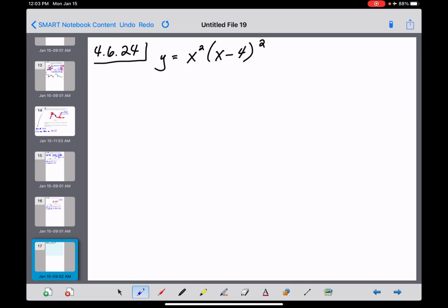Okay, problem number 24 in section 4.6 is asking us to put together everything we've learned right here and come up with a whole bunch of stuff. As I'm reading the directions in front of me here, they want us to find the transition points, meaning a maxima or minimum, intervals of increasing and decreasing, concavity, asymptotic behavior, and we're supposed to come up with a sketch of the graph. So this is the function that we're dealing with, x squared times x minus 4 quantity squared.